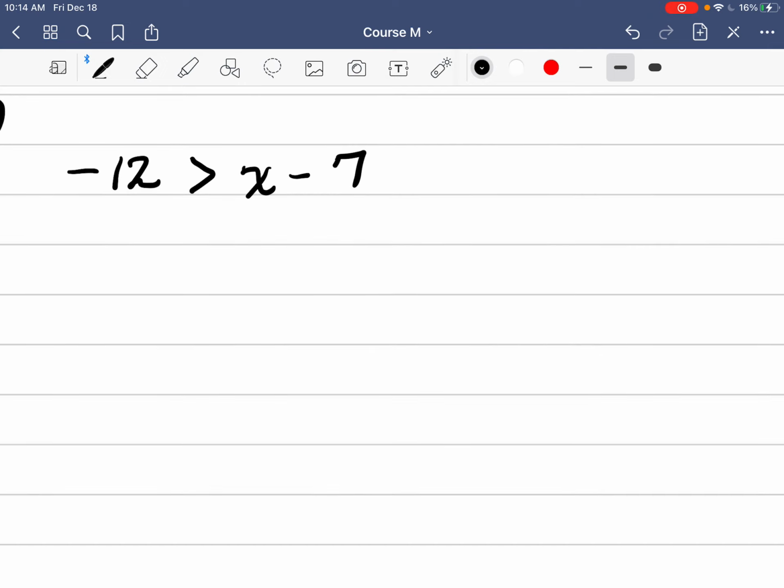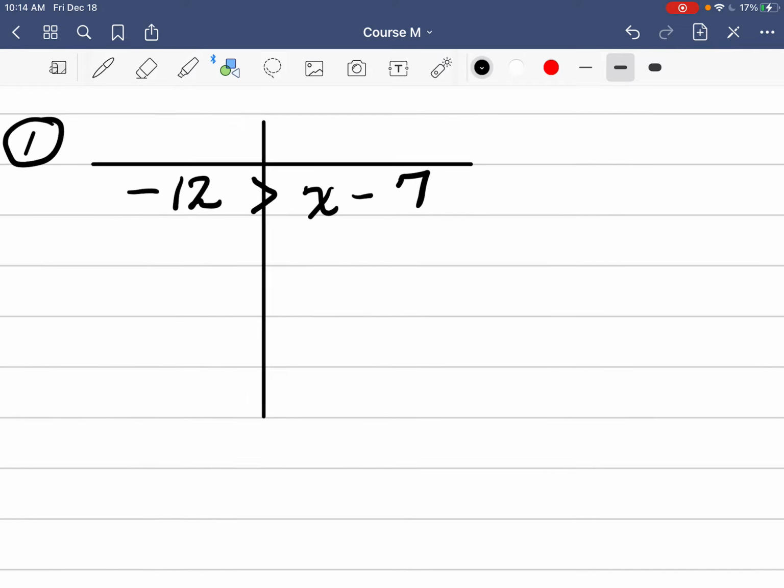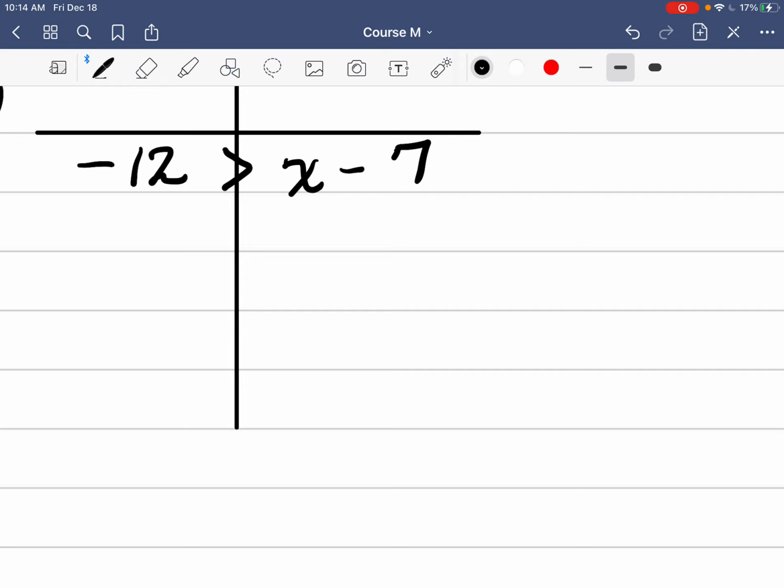So to solve this inequality, here's what we need to do. You need to draw the power T. And instead of an equal sign, I know that I have this sign. It doesn't matter. We're going to still draw our power T. We are still going to decide which side is variable and which side is constant. And we are still going to ask ourselves which term needs to move.